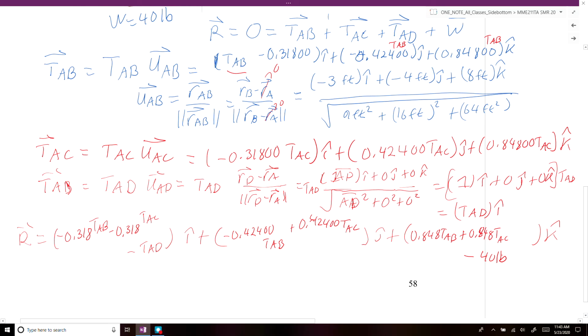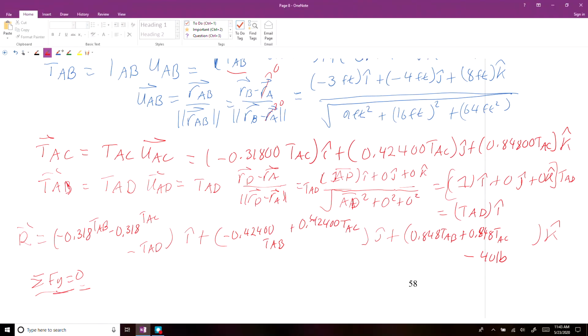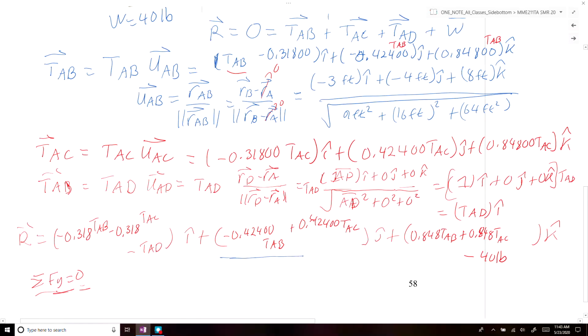So what we can do here is first look at the y component of our resultant vector and set that equal to 0. If we set that equal to 0, we get 0.424 TAB is equal to 0.424 TAC. We can then say that TAB must equal TAC for the particle to be in equilibrium.